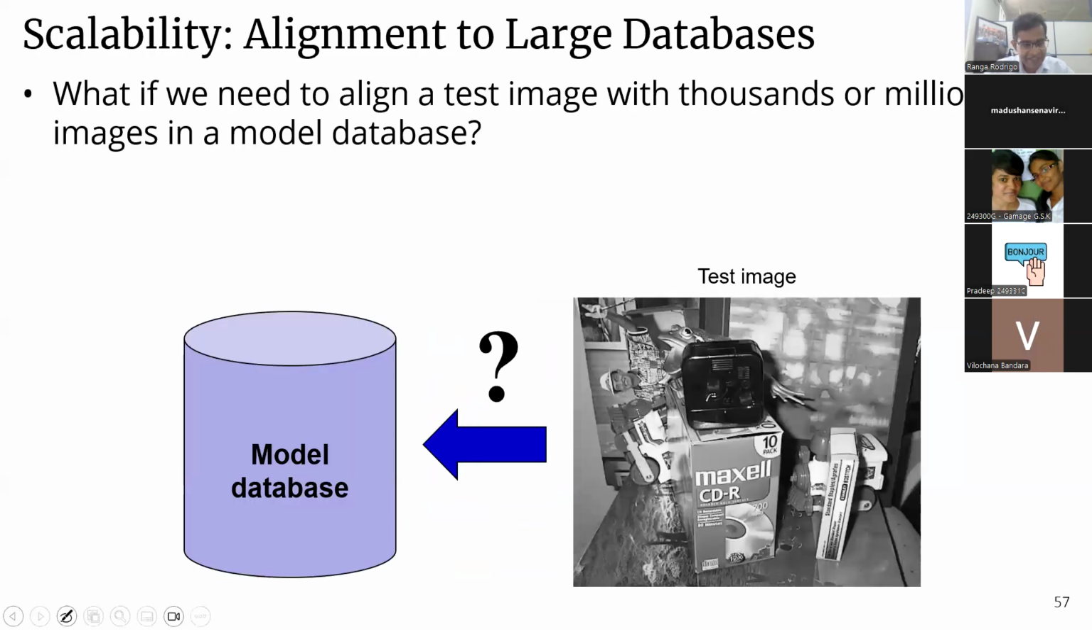The case that we are considering is if we need to align test images with thousands and millions of images in a model database. How do we do that? Then you can see computing a set of features and matching with each image is not an easy thing to do, right? I hope you understand the computational complexity of that.